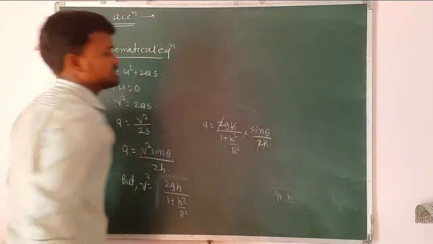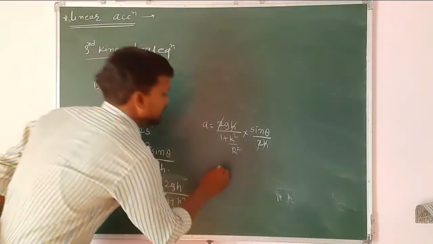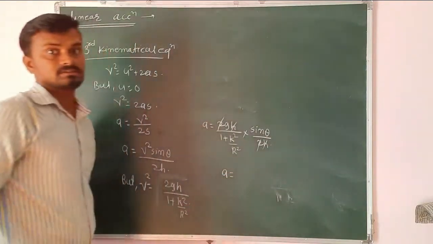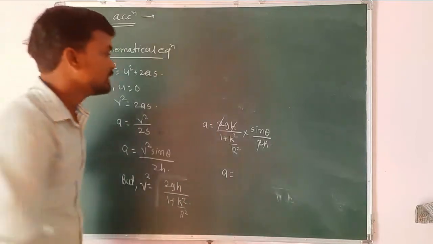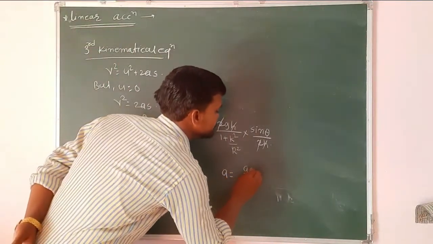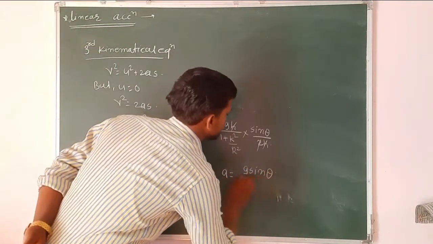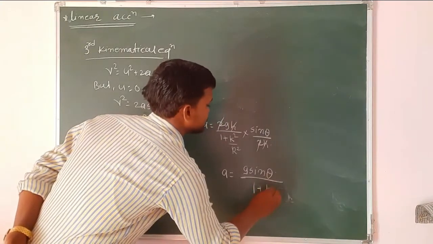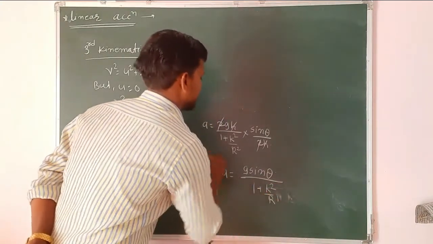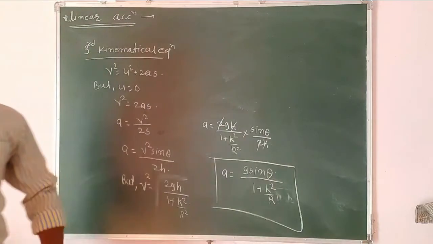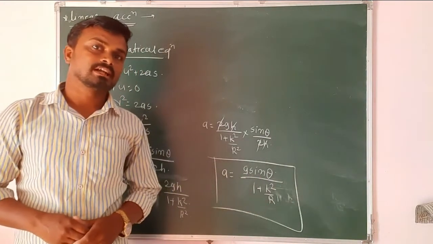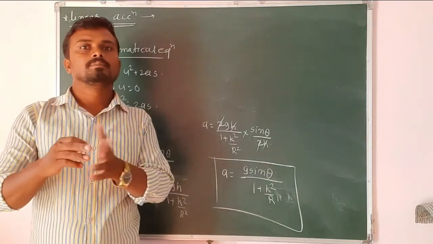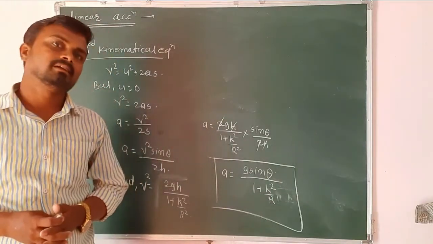Twice h gets cancelled. And linear acceleration while pure rolling, or linear acceleration in rolling motion, a is equal to g sin theta upon 1 plus k square by r square. And we get the equation for linear acceleration of rolling motion, or linear acceleration while pure rolling down over an inclined plane.